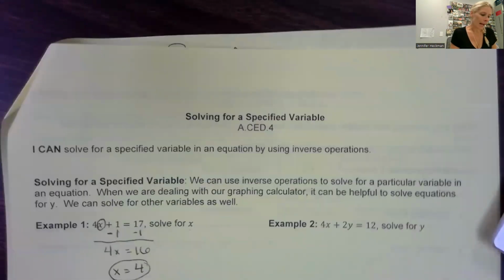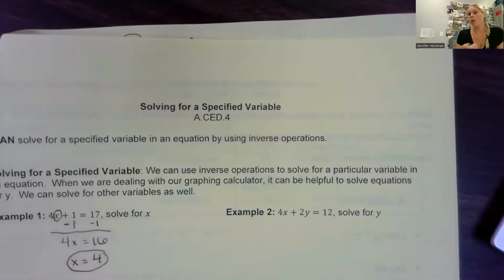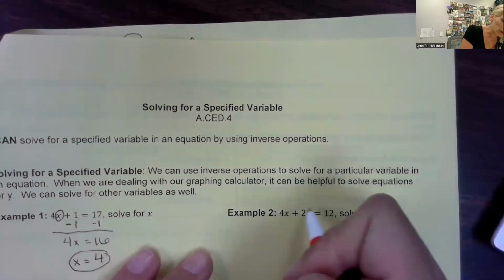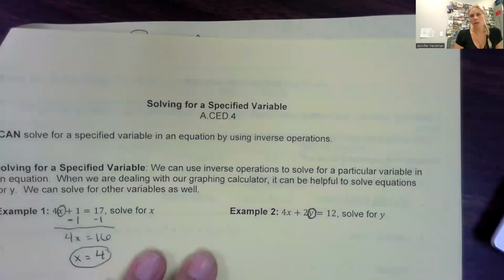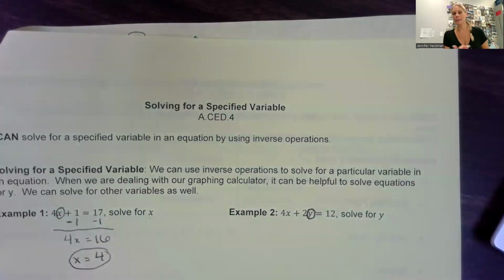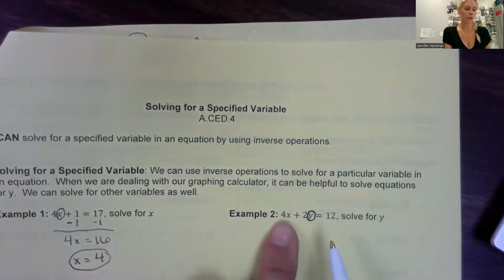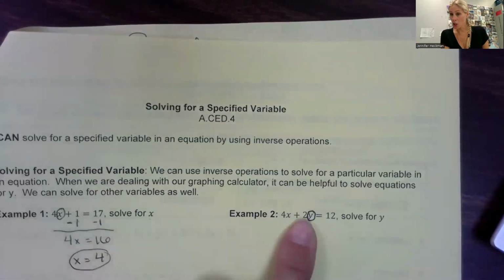Okay, now example 2. Again, we have an x and a y, but what does it want us to solve for? It wants us to solve for y. So I want to get y by itself. What's on the same side as y? Well, there's 4x and there's 2. What's furthest away from y? Well, the furthest away from y is 4x.